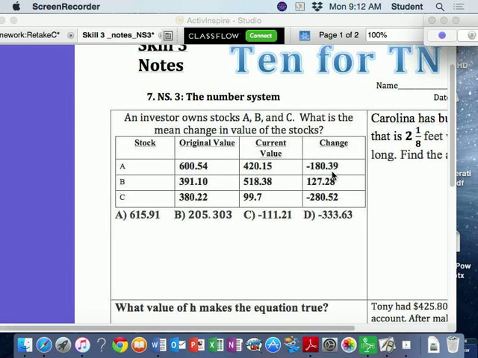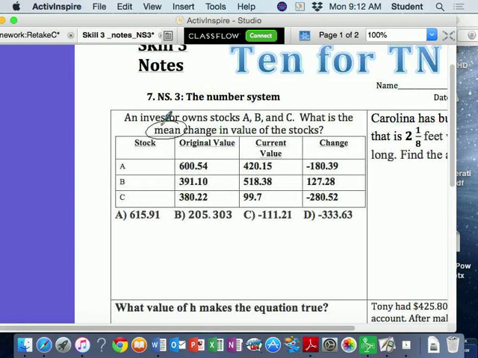Number 1, an investor owns stocks A, B, and C. What is the mean change in value of the stocks? So first of all, we see this word mean. And another word for mean is what? Average. Okay? And the way we remember that is, when you get your report card and see your average, you usually think that I'm mean.